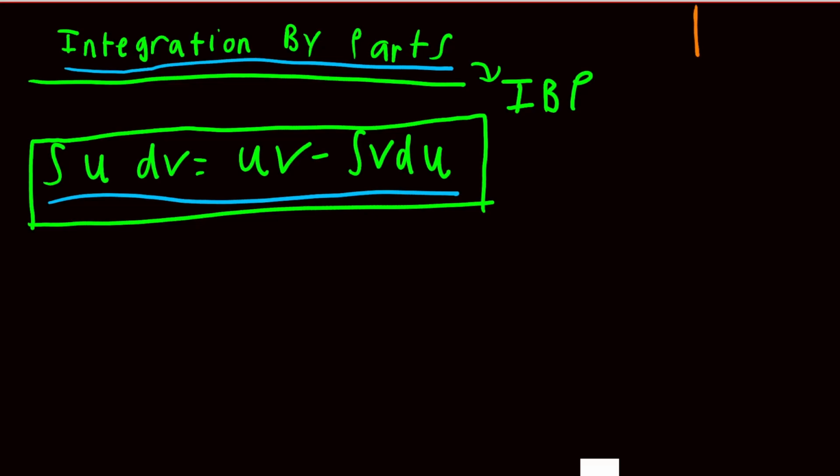Hey guys, so today we're going to be doing something called integration by parts, or IBP for short. This is the formula you're going to want to memorize: the integral of u dv equals uv minus the integral of v du.